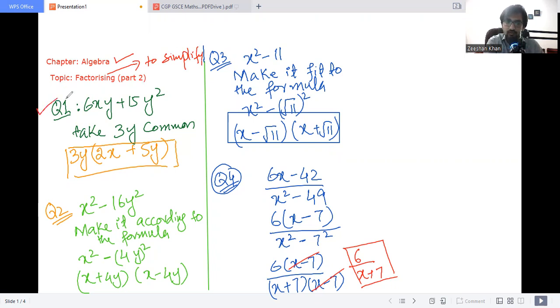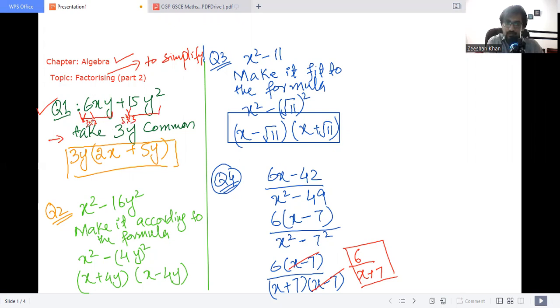Now we have a question given, 6xy plus 15y square. So in this question, you can see we cannot apply any formula, nor can we simplify by another method, but we can solve it by taking 3y common. So as I explained before, this is the first term, this is the second term. Now 6 is 3 times 2. 15 is 5 times 3.